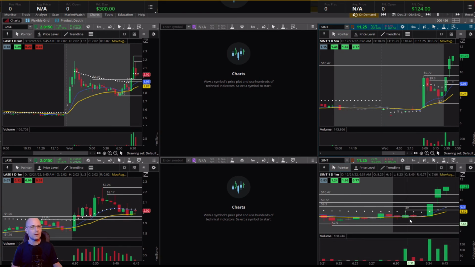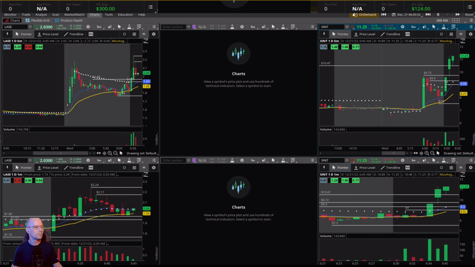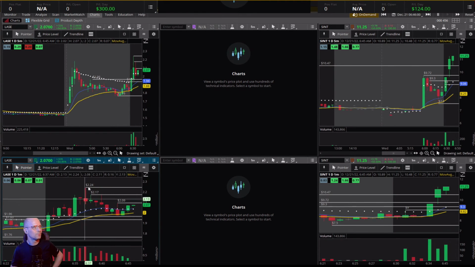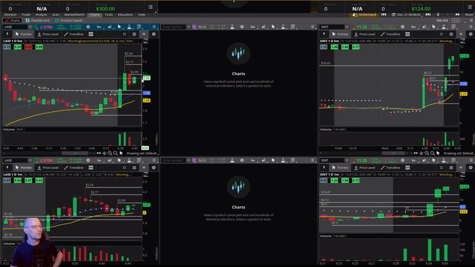But I don't think I want to play that anymore. Pretty extended. Maybe on a pullback. We can watch LASE and see if we get a trend change on it. We have that resistance at 209. It's an inside bar on the 5-minute time frame.